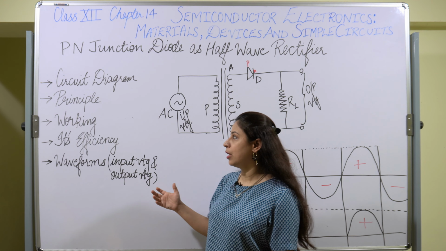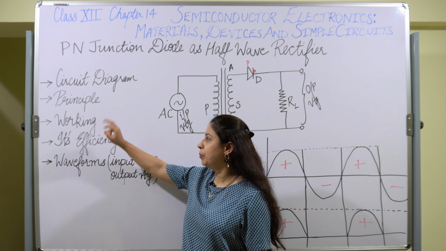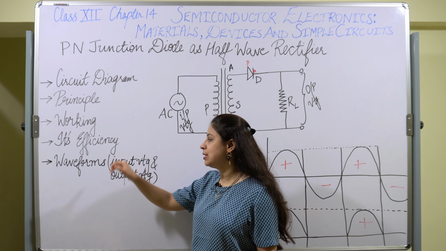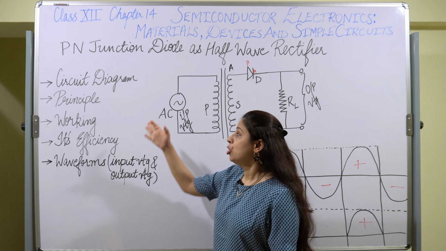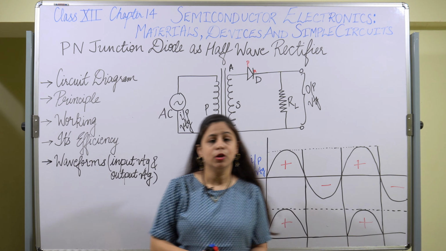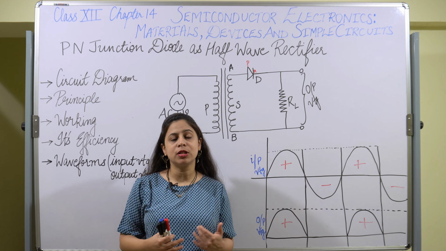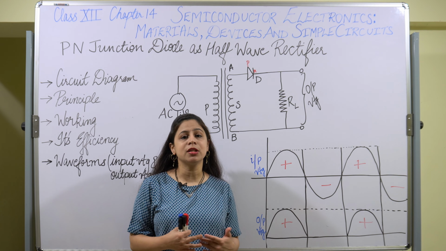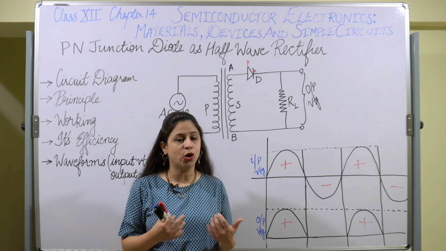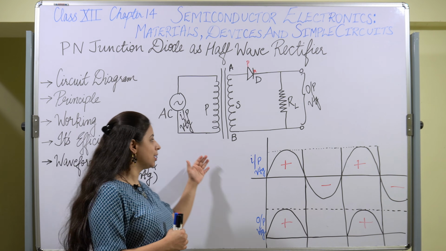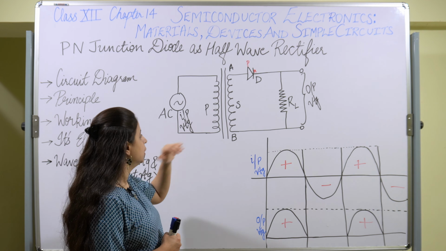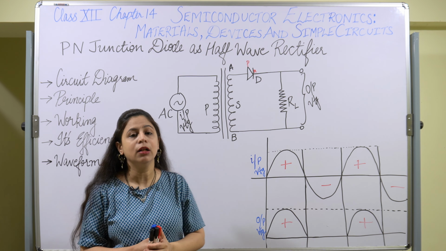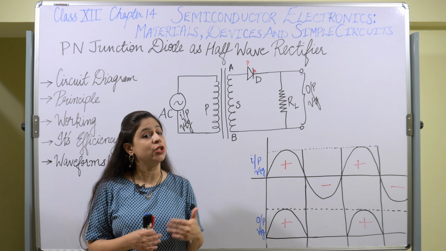Here we have to study the circuit diagram, principle, working, efficiency and the waveforms. So let us start with the circuit diagram. Circuit diagrams are the foremost important thing in the semiconductor electronics part. Without the circuit diagram, we cannot understand anything. The circuit diagram I have shown here consists of an AC signal which has to be converted into DC.